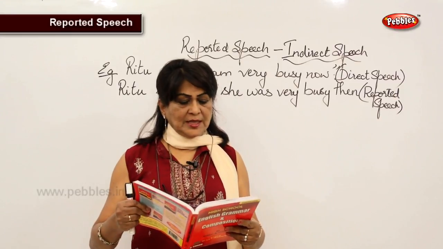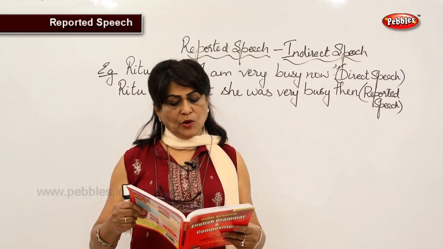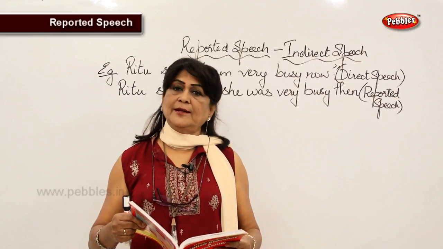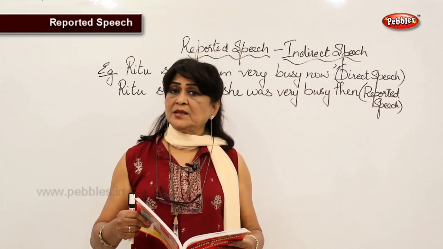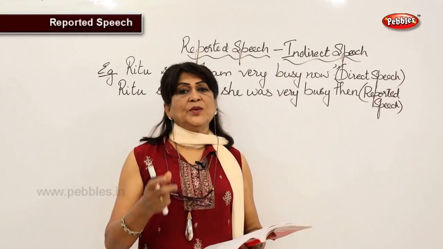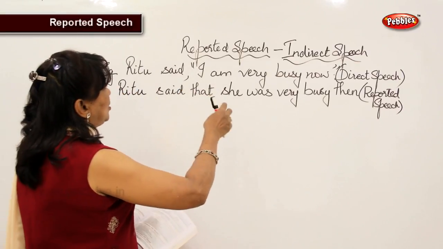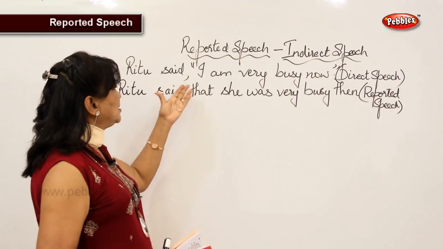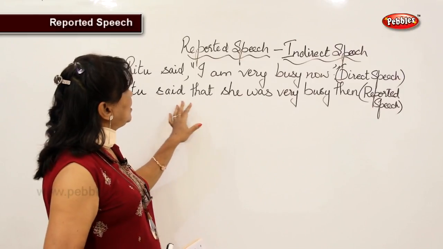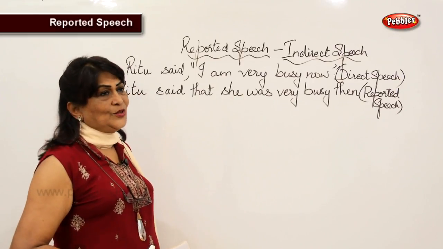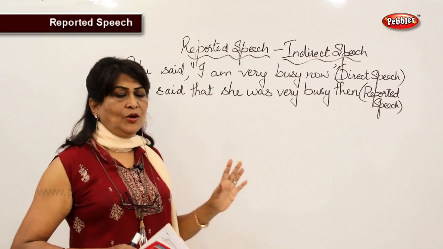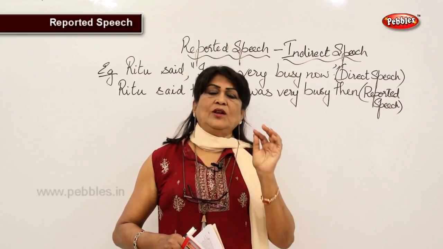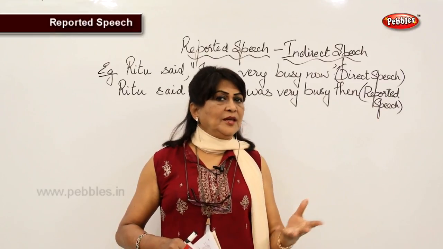Now, it will be noticed that in direct speech, we use inverted commas to mark off the actual or exact words of the speaker. In the indirect speech, we do not, because we are not quoting the exact words. Actually, what are the exact words spoken by Ritu? I am very busy now. We can't say that when we report, we have to say she said that she was very busy then. So we do not use the quotes or quotation marks. When we use the quotation marks, it should be the exact words or the actual words that the speaker had said.